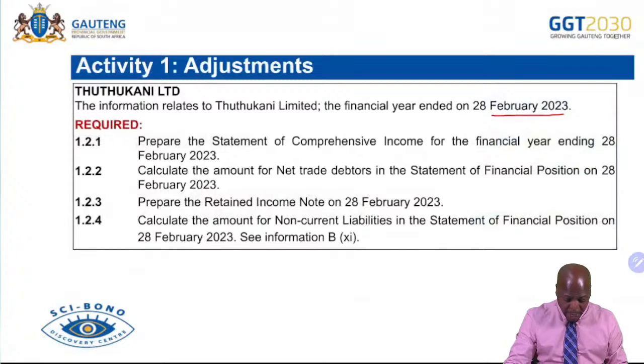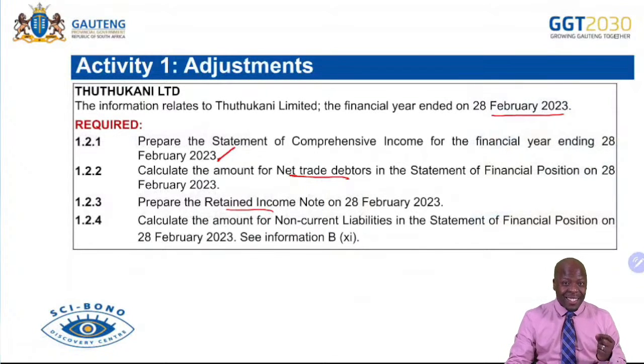What are we required to do? We are required to prepare the statement of comprehensive income. That is number 1. We will also do calculations for net trade debtors. That is for the statement of financial position. I'm going to do this with you today. We will prepare the retained income note. So if you have a problem with the retained income note, please stay tuned in today's class because I'm going to do this with you. And then we will also calculate the non-current liabilities in the statement of financial position. There is an interesting adjustment on the loan, and I want to do this with you. So if you also have problems with loan adjustments, I think I'm going to do about 2 loan adjustments with you today. Please follow through so that I can assist you with these adjustments.